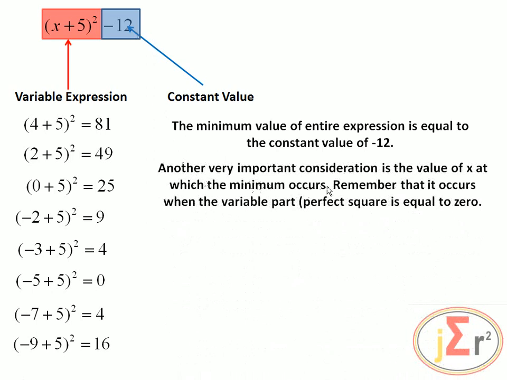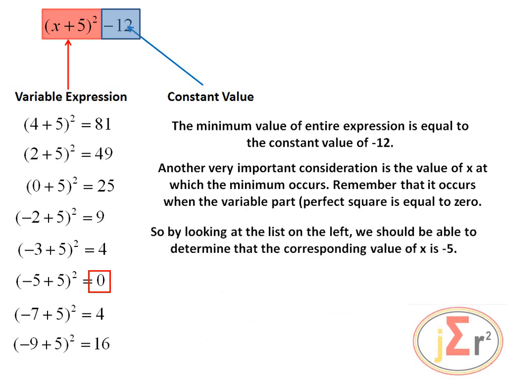Another very important consideration is the value of x at which the minimum occurs. Remember that it occurs when the variable part, which is the perfect square, is equal to 0. So the perfect square, which is the variable part, is equal to 0, and that is going to give the minimum value of the expression, and the minimum value of the expression is going to be equal to the constant value. So by looking at the list on the left, we should be able to determine that the corresponding value of x is negative 5.